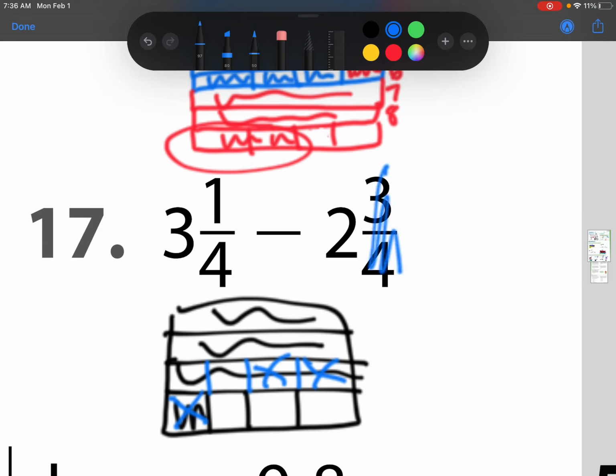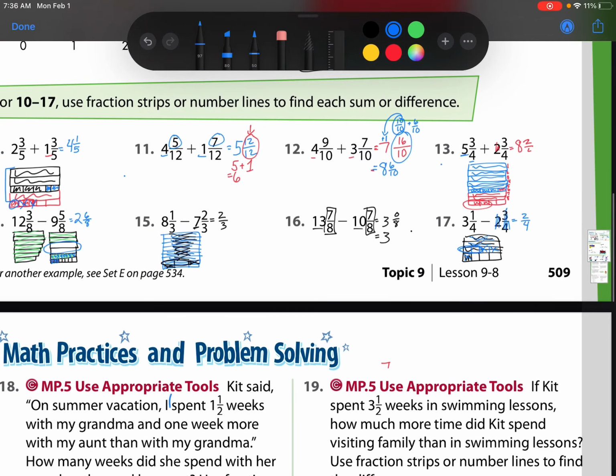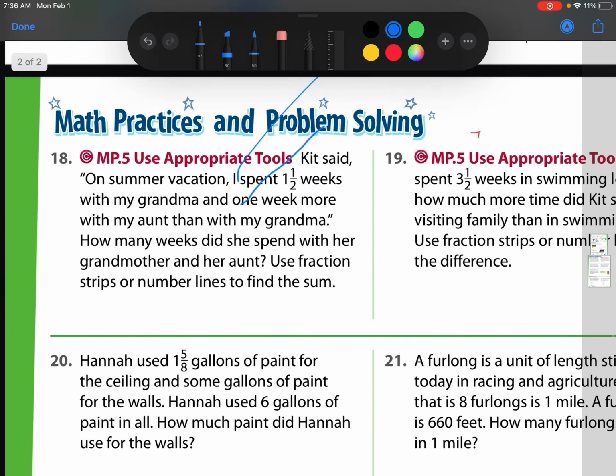So we took those away. We need to take away 2 holes. So what are we left with? We're left with just 2/4, again, like we've seen a few times during our answers. Off to number 18 now.